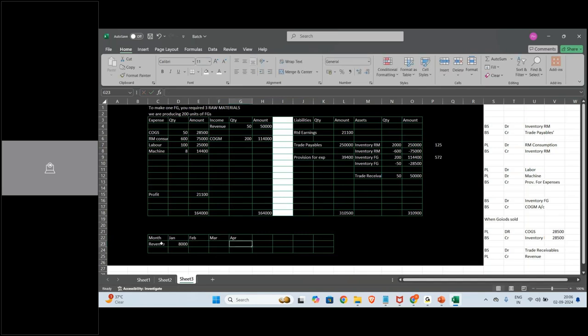I am slightly giving you a sneak peek of the moving average versus the standard price. Say my cost of materials, COGS, in the month of January was 5,200. So the variance is what? Revenue minus COGS, 2,800. This should ideally be margin.